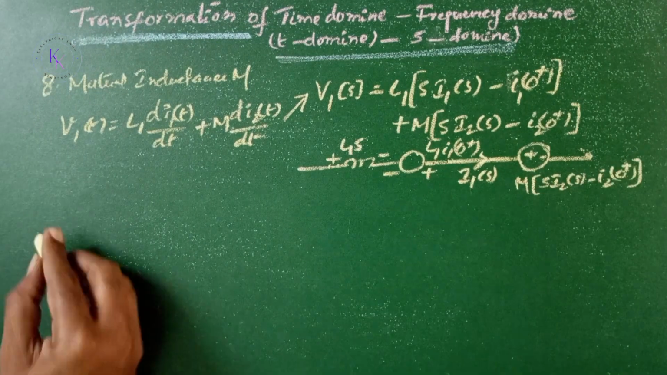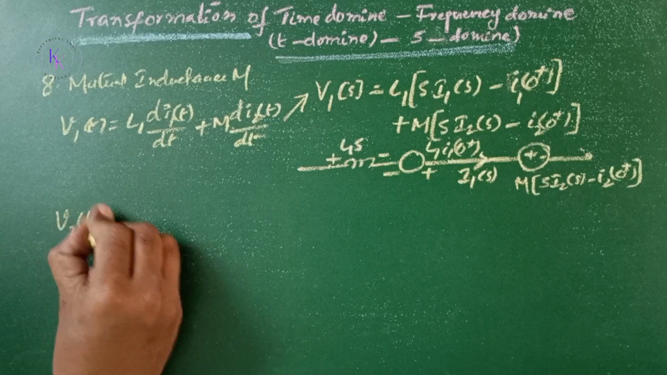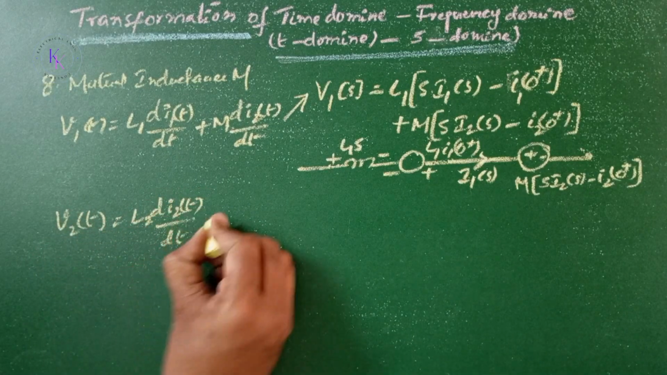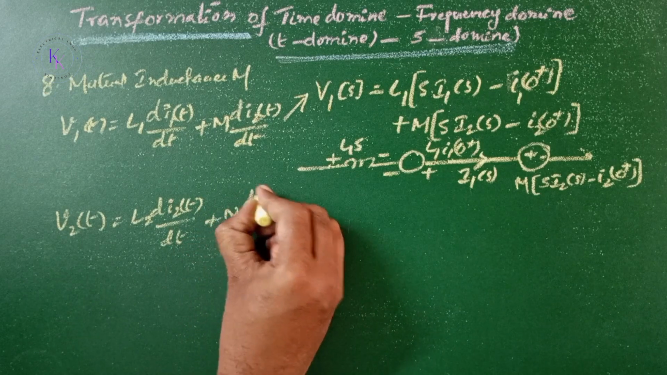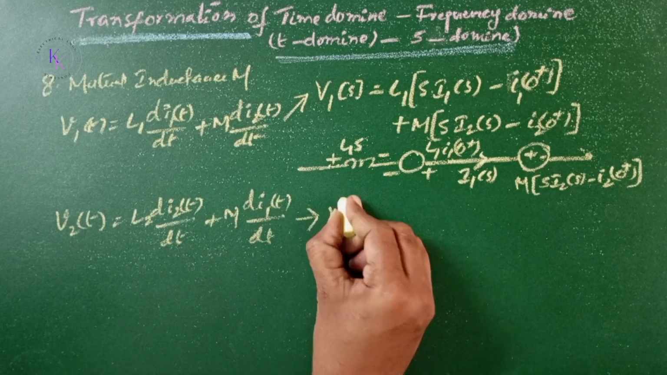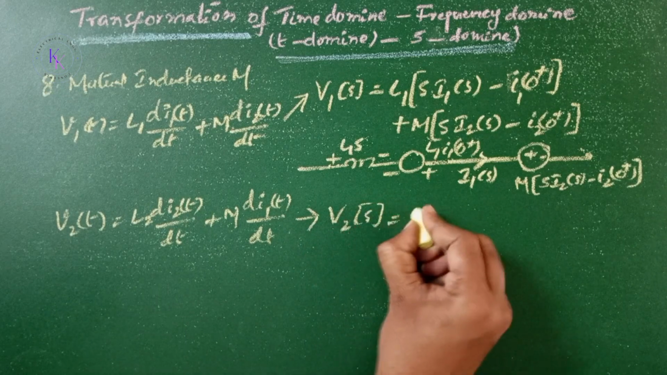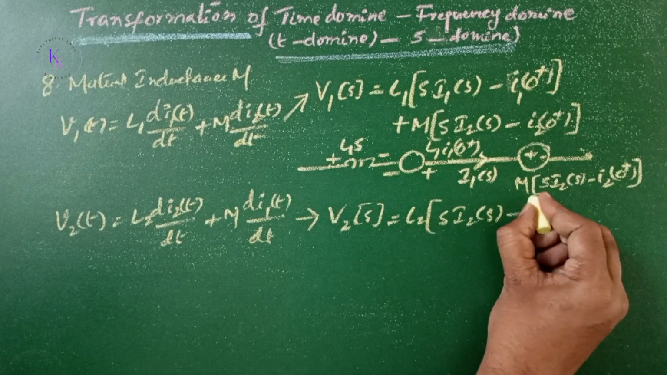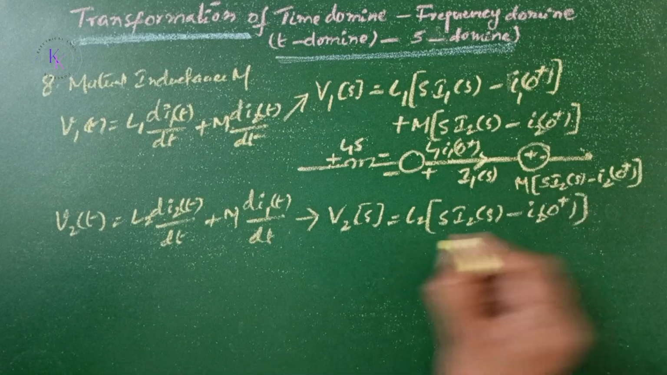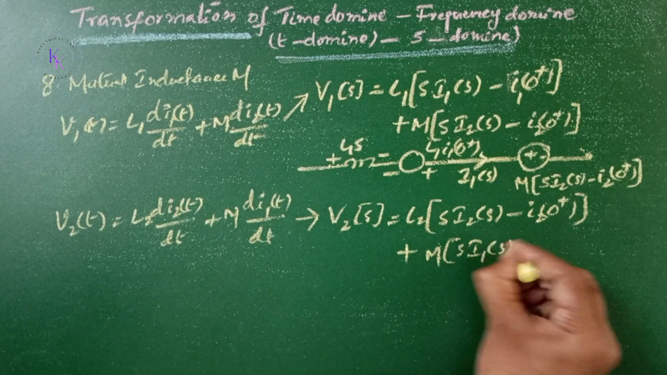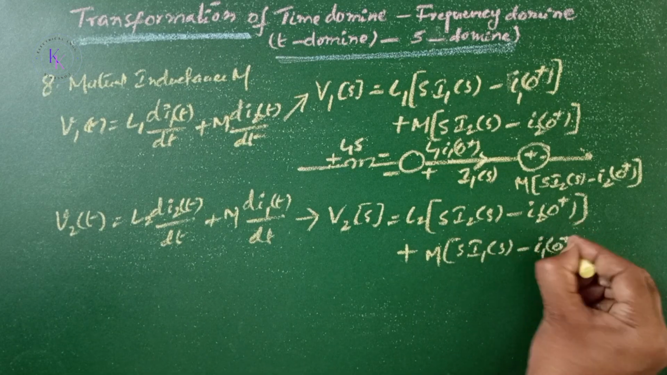Next, similarly, V2 of t equals L2 dI2 of t divided by dt plus M dI1 of t divided by dt. This in s-domain, that is V2 of s, equals L2 s times I2 of s minus I2 at 0, plus M of s times I1 of s minus I1 at 0.